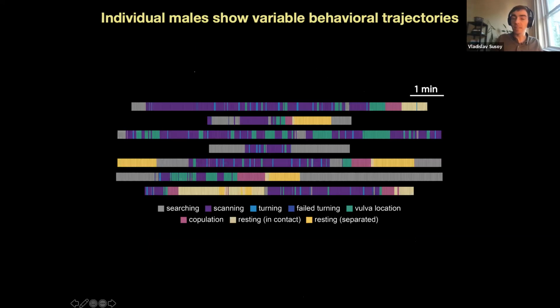We have performed these experiments and extracted data for multiple males, and these are the ethograms. These are individual behavioral steps that these males performed. And as you can see, the behavioral trajectories of every animal are different. This is because the behavior is driven by the sensory information, and the sensory information depends on the interactions between both partners.